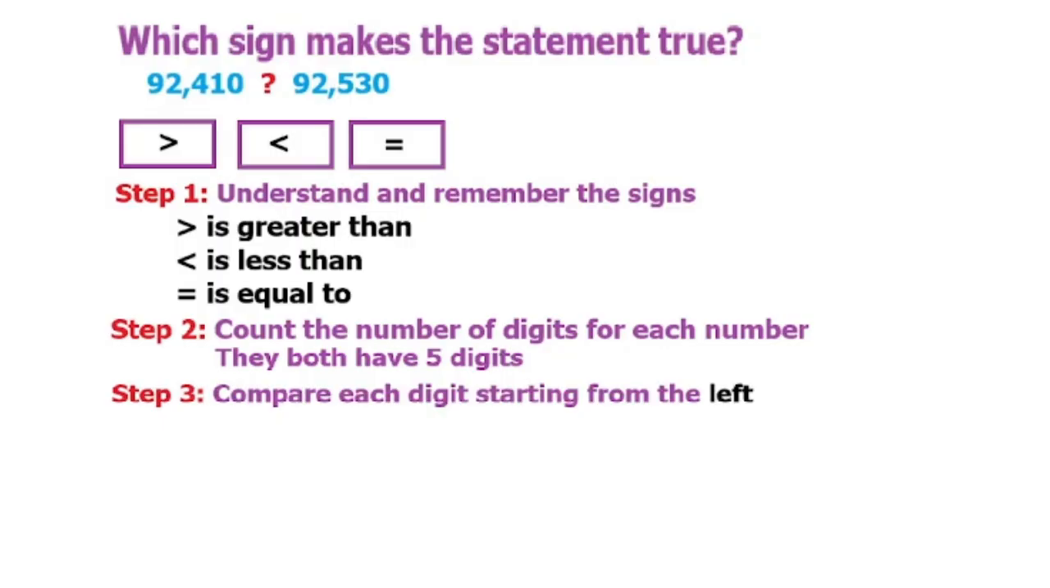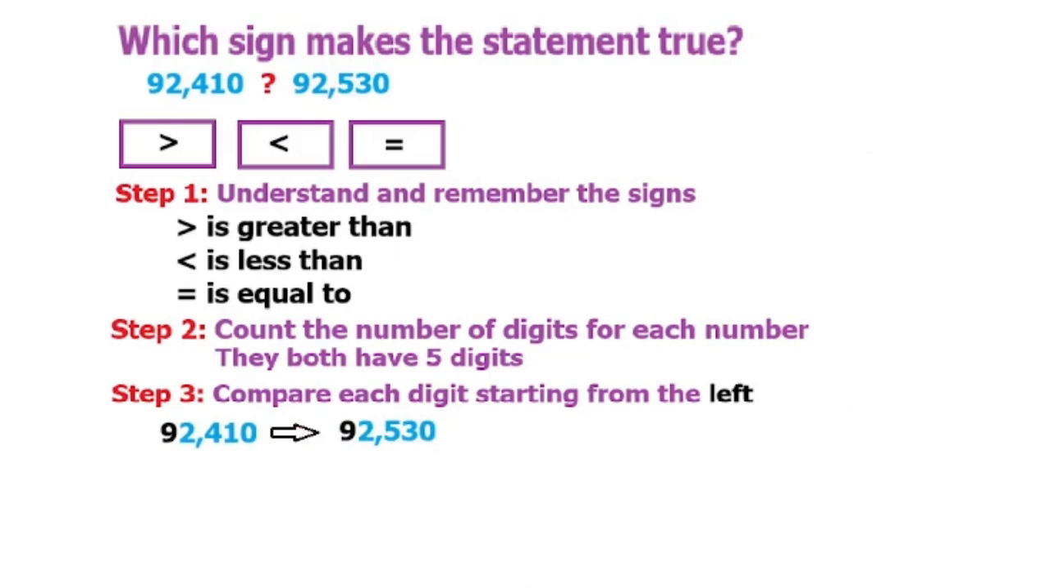The next step is to compare each digit starting from the left. So you start from this side of the number and move that way. Same for this one. You start here and you move that way. So let's do that and compare both of these.